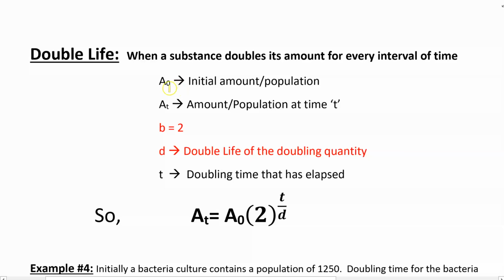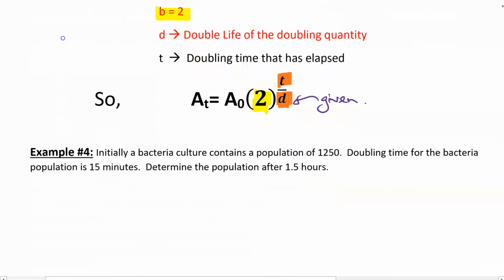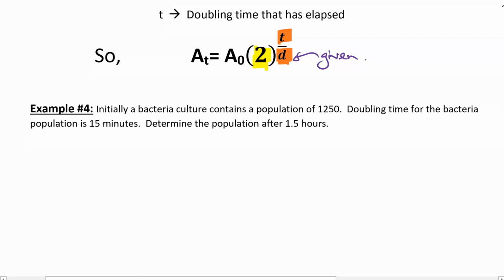So we have the initial amount, right? We have the total amount, but the B value here is stationary at 2. That's the fact that it's going to double. And there are two things in play. This is the amount of time we're going to take, and D is the amount of time it takes to double. And this letter D will be given, more often than not. Okay, so let's see it.